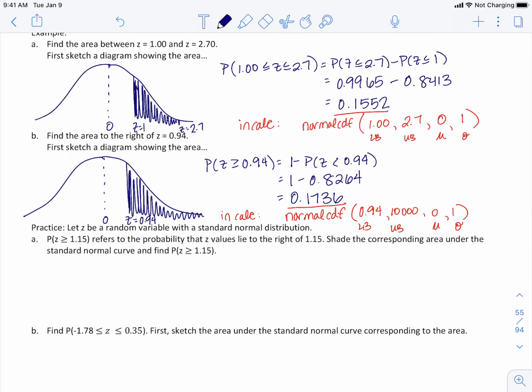The probability that z is greater than or equal to 1.15 refers to the probability that z values lie to the right of 1.15. Shade the corresponding area under the standard normal curve and find the probability that z is greater than or equal to 1.15. Please do this one.